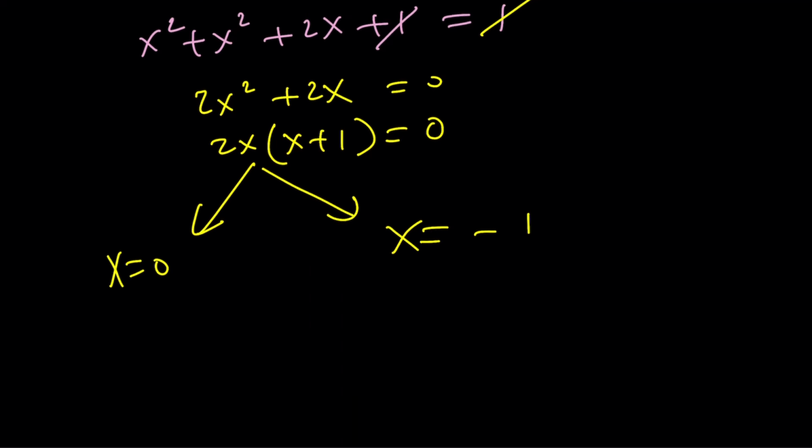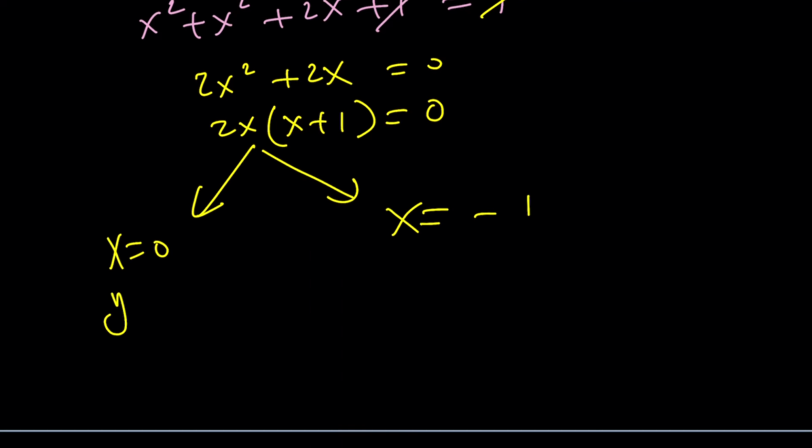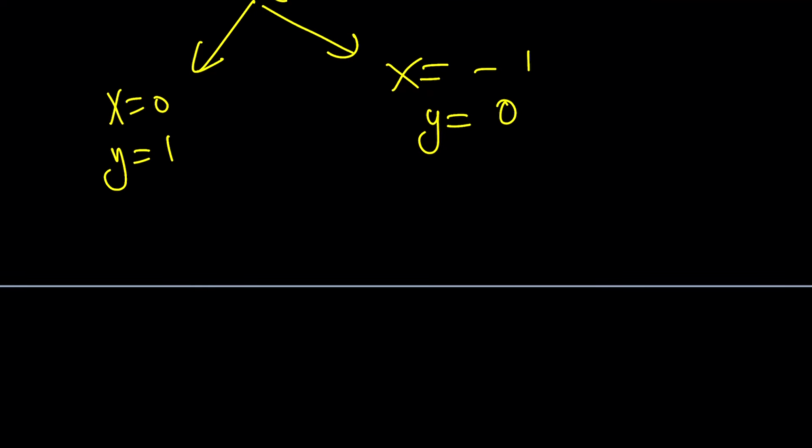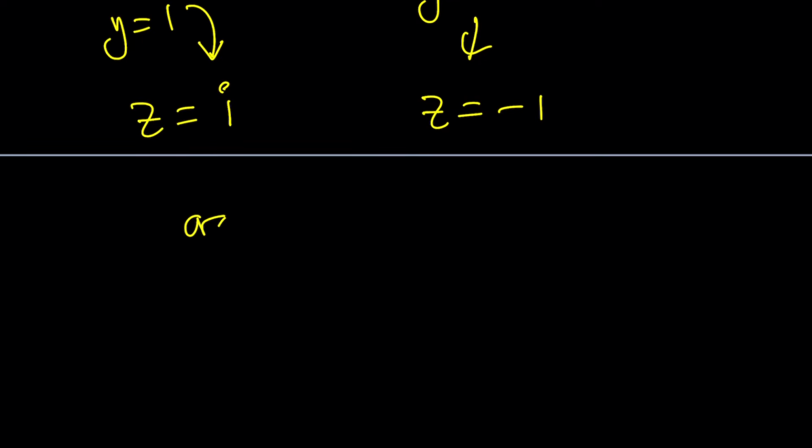y equals x plus 1. y is always 1 more than x. So if x is 0, y is 1. If x is negative 1, y is 0. What's that supposed to mean? It means that our complex number can either be written as z equals i from here, and from here z equals negative 1 plus 0i, which is negative 1. Here's the million-dollar question. Do these solutions satisfy the original equation? That's a good question, right?